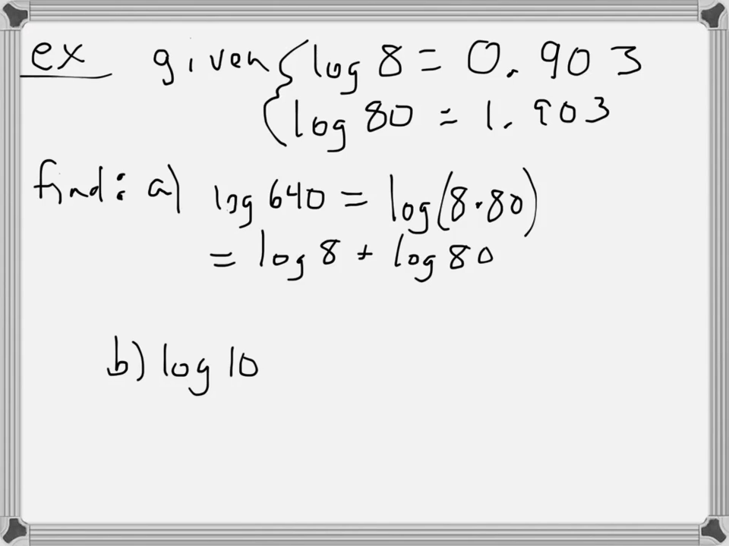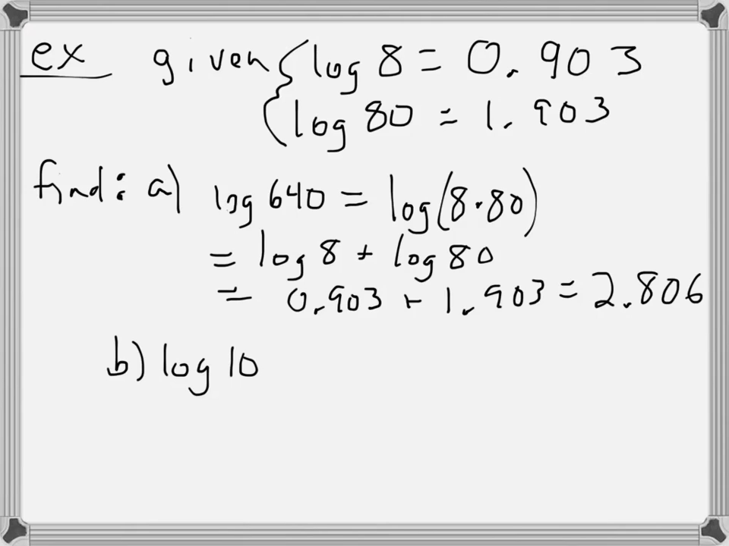So if I rewrite this as 8 times 80, that's going to allow me to use the product rule. That says I can add the two logs, which, guess what, I've got these values from above. So if I add those together, I got 2.806, and that's the log of 640. I'm just going to check it on my calculator because I can. Yay, 2.806. Bam.